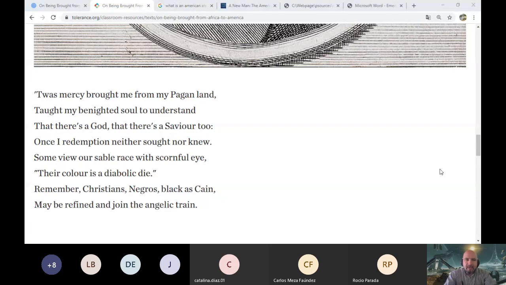Now that there's a God, that there's a Savior too, that there's a God, that there's a, she's repeating the same structure. We're going to see what this is called in technical terms, but we need to pay attention to that repetition. It is there not because she didn't have the words, but because she wants to stress something with this repetition, right?